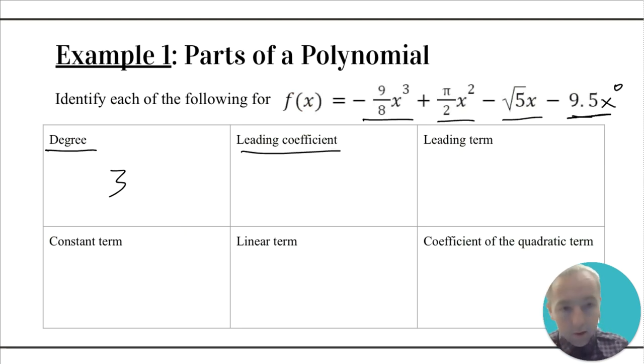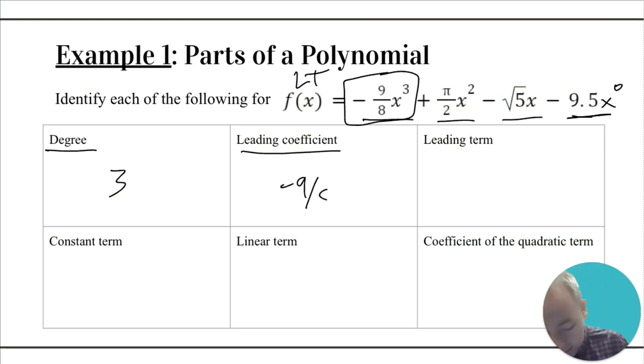The leading coefficient: we know that this right here is going to be the leading term because it has the highest exponent of 3. So its coefficient is negative 9/8, so that's going to be the leading coefficient of the polynomial. And then the leading term would be the whole term that has the highest exponent, so negative 9/8 x to the 3rd.